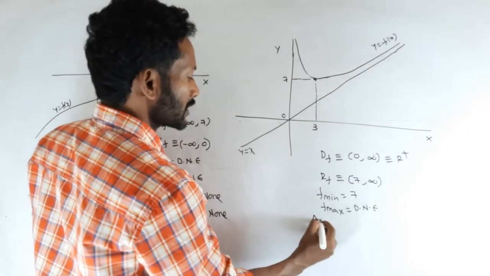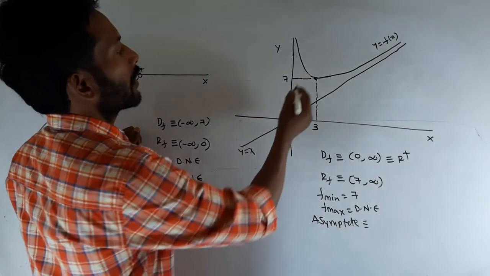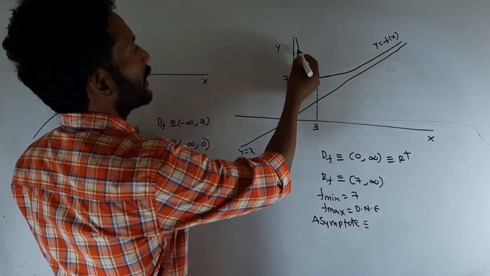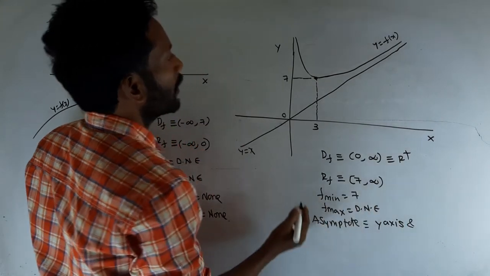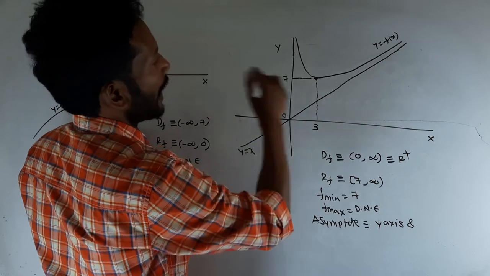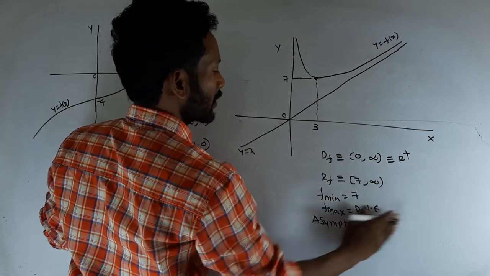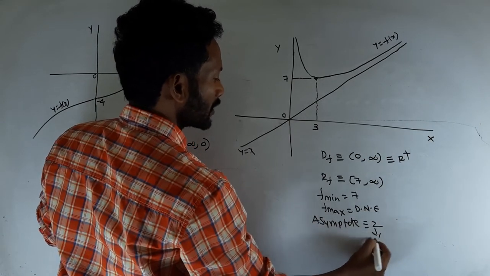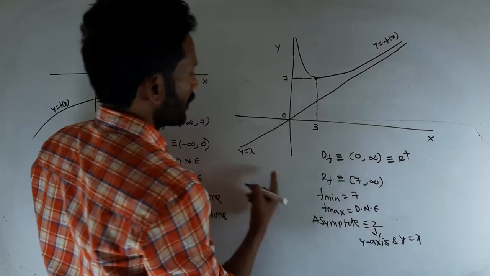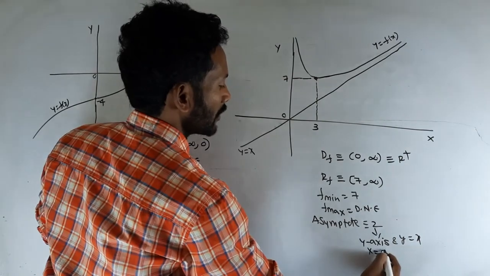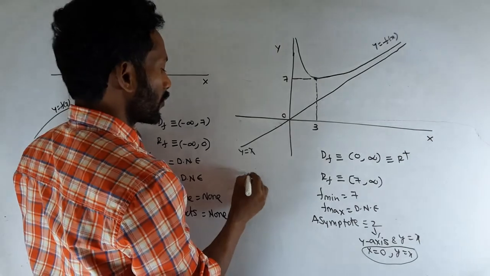Next one is asymptote. So what are the asymptotes? This graph approaches the y-axis indefinitely, and this graph approaches y equal to x indefinitely. Asymptotes are two. What are the two asymptotes? Y-axis and y equal to x. Y-axis means x equal to 0, and y equal to x. These two are asymptotes.